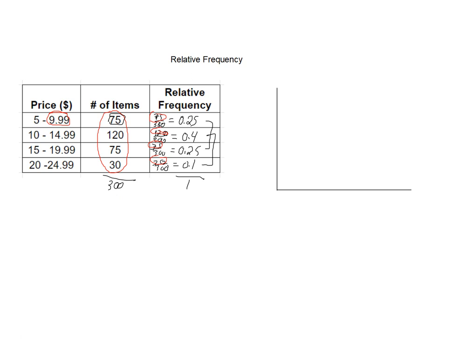It's a nice quick way to be able to tell what percentage are in each of the categories. I want to look at the graph here. So if we were to graph these items, we could have the price listed along the bottom here. I'll just do a rough sketch. Ideally, we do this maybe with a piece of graph paper, or even better with technology. But just to show you here, relative frequency.